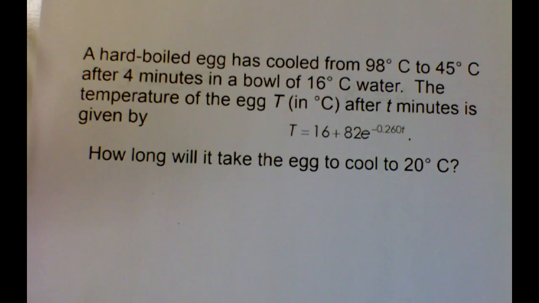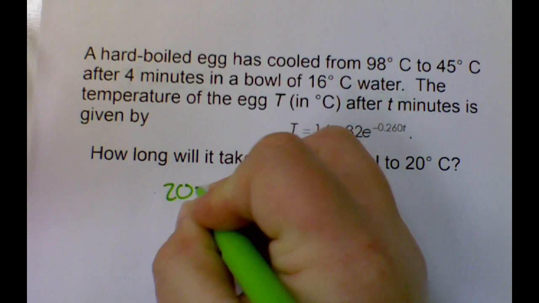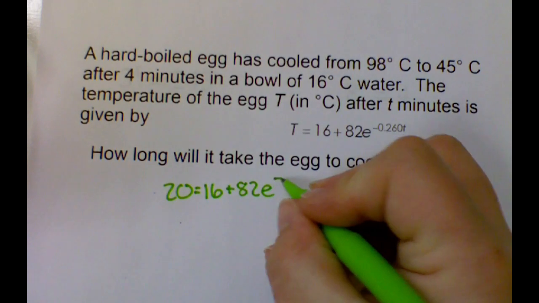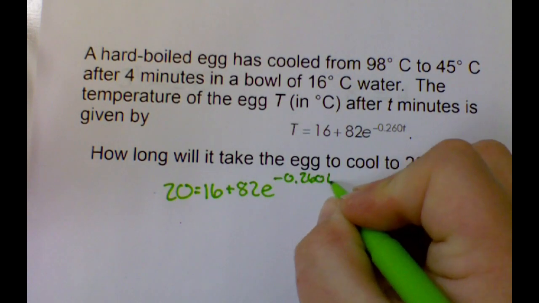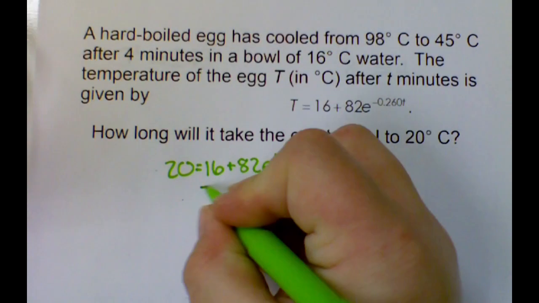Next up, we have a hard-boiled egg that cooled from 98 degrees Celsius to 45 degrees Celsius after 4 minutes in a bowl of 16 degrees Celsius water. The temperature of the egg, T, in degrees Celsius after t minutes, is given by this equation here. How long will it take the egg to cool to 20 degrees Celsius? Well, I want my capital T for temperature to be 20 equals 16 plus 82e to the negative 0.260t. I need to solve for t. First thing is isolate the exponent, so I'll subtract 16 from both sides.